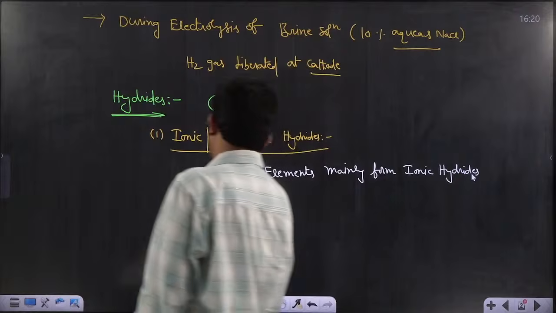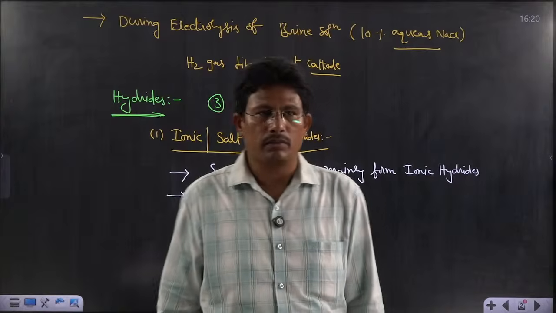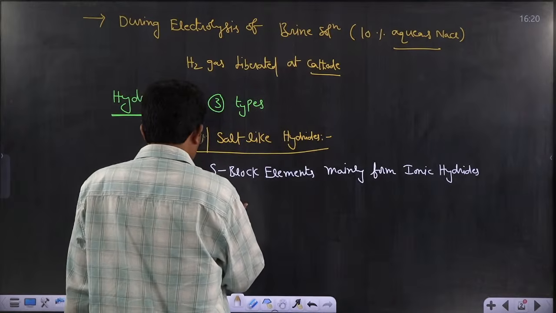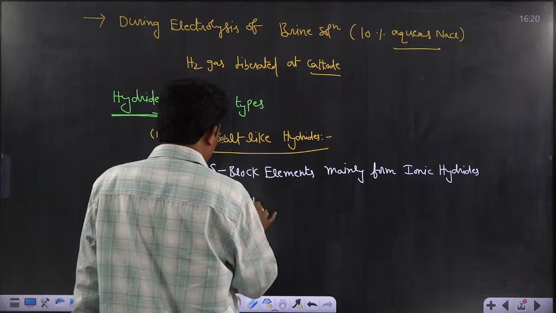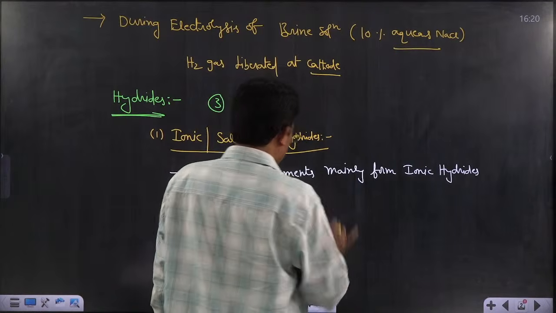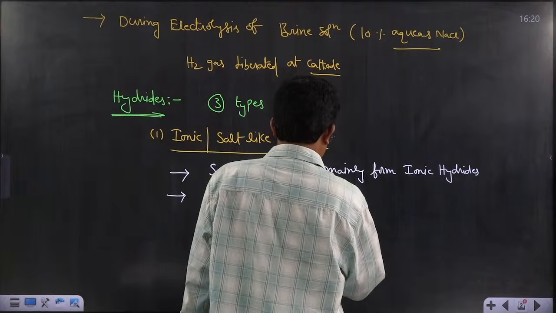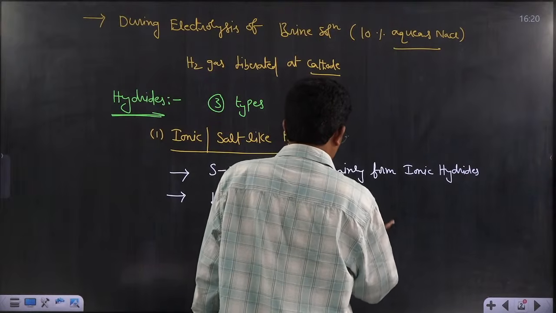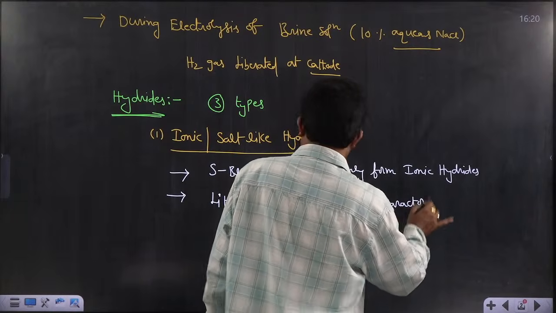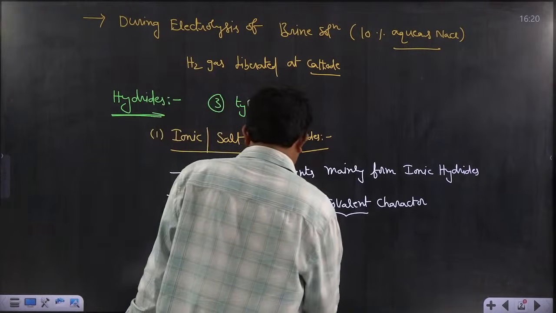Among these hydrides, most of these ionic hydrides are ionic in nature except some hydrides like lithium, due to small cation. Lithium hydride, beryllium hydride are covalent. They have significant covalent character also. Here lithium small cation, beryllium also small cation.